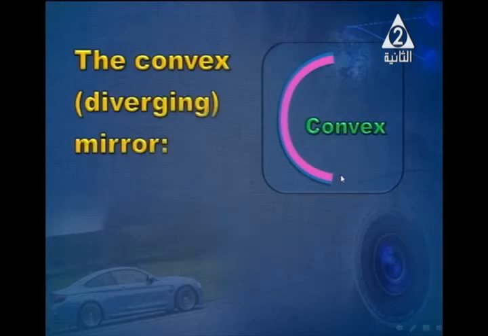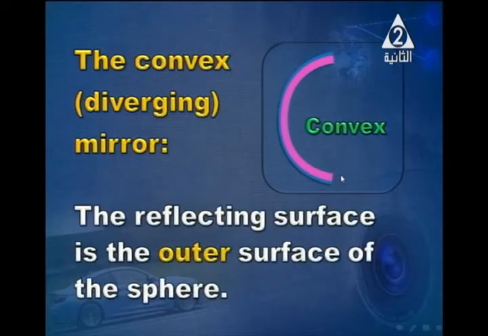While the convex mirror is called the diverging mirror. The reflecting surface is the outer surface of the sphere, which is colored blue. This is the outer surface of the sphere and the reflecting surface of the mirror.